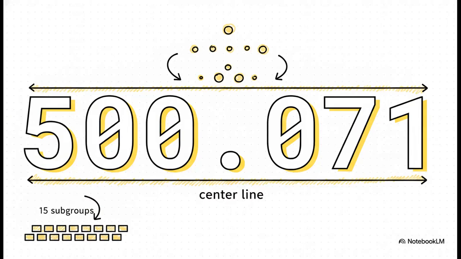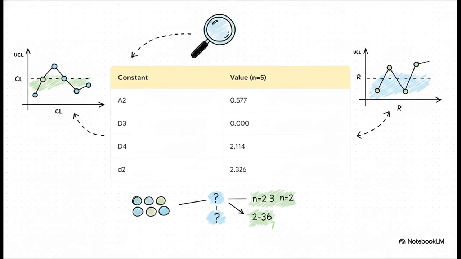So the really crucial takeaway here is this resulting number, 500.071 milligrams. That is our grand mean, and it was derived strictly from our stable 15 subgroup baseline. It serves as the absolute center line for our X-bar chart. It's the true process center, exactly as the process itself is reporting it. Completely, 100% data-driven.